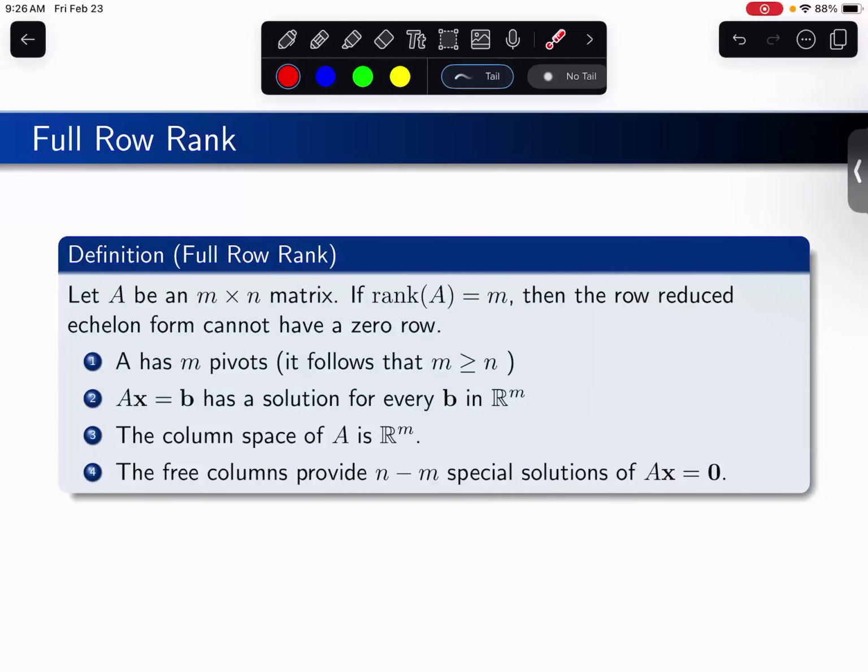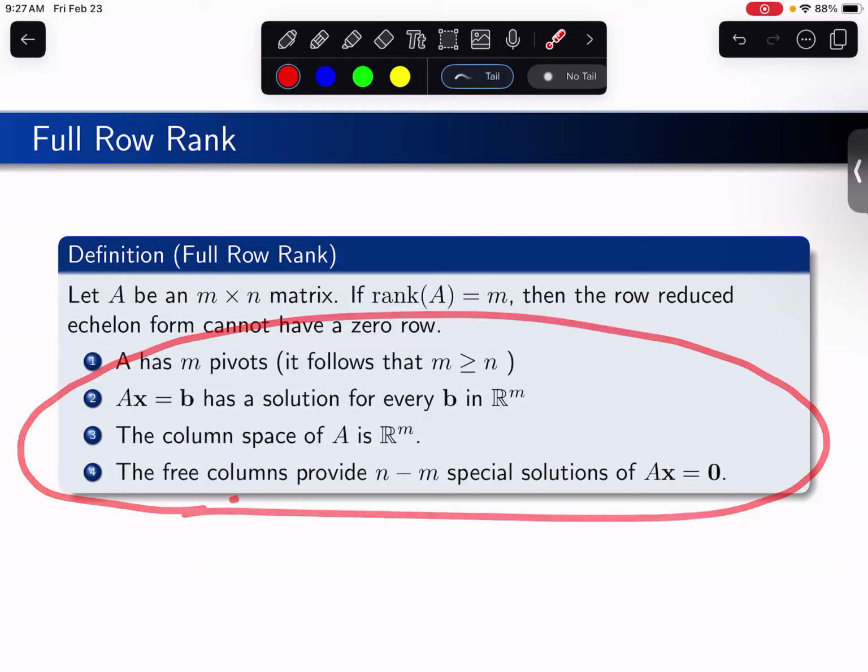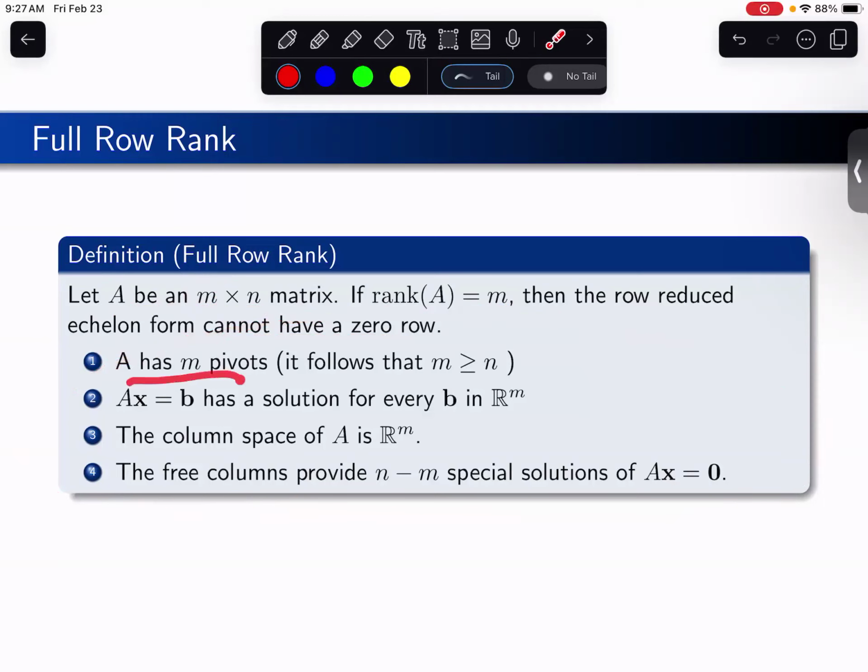So if we have that A is an m by n matrix and the rank of A is equal to m, i.e. the number of pivots you have is equal to the number of rows of your matrix, then the row reduced echelon form cannot have a zero row. And so there's 4 things you can determine based off of this information. We have that A has m pivots. This is due to the fact that rank of A is equal to m. We have that Ax = b has a solution for every single b in R^m.